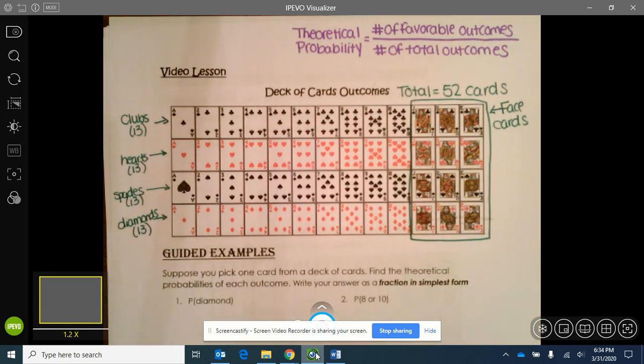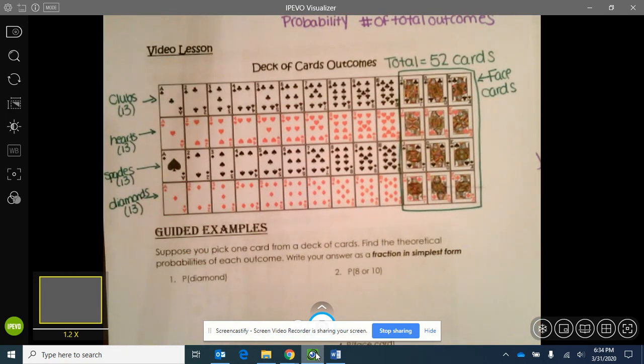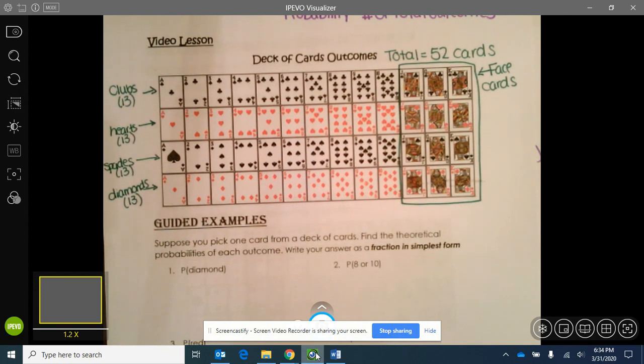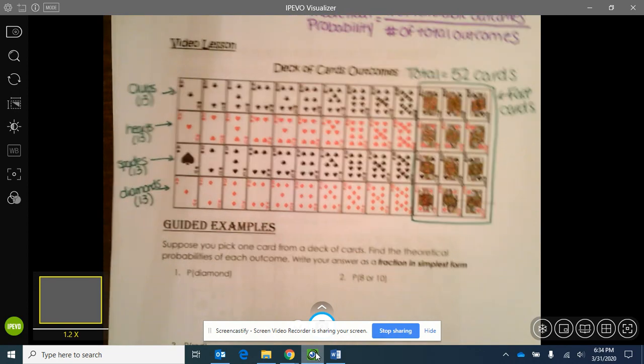Okay, so let's take a look at a couple of these examples. Suppose you pick one card from a deck of cards. Find the theoretical probability, write your answer as a fraction in simplest form.